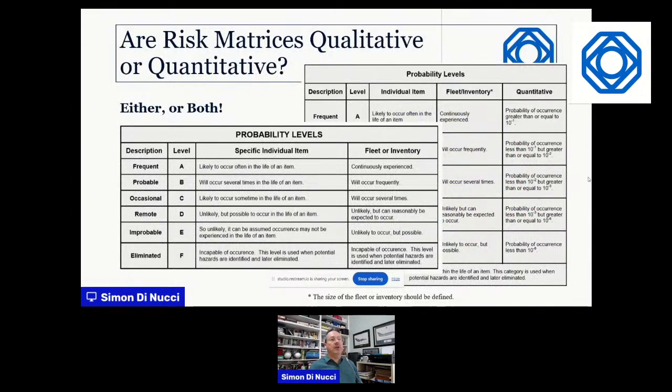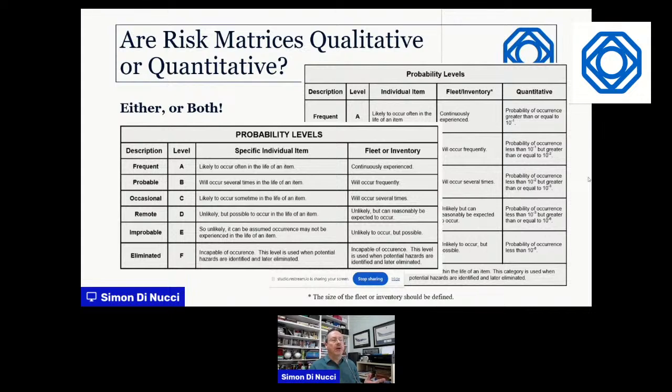So let's move on. Another common question: can they be qualitative or quantitative? Well, both. Here's a couple of tables from MIL-STD-882E as it happens, and you can have both. In the left-hand table, we've got a qualitative expression of risk varying from likely to occur several times in the life of an item, right through to cannot possibly occur, okay, for an individual item, and then you can scale it up for a fleet of items.